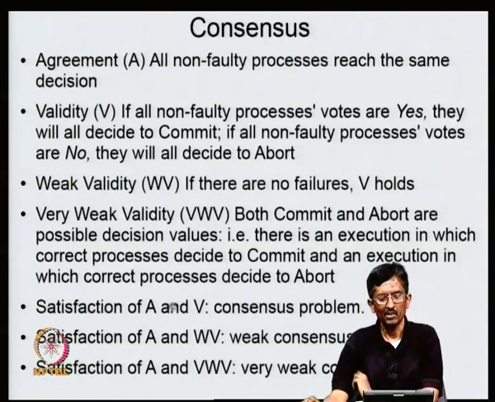But it turns out that you can come up with varieties of weaker kinds of problems, starting with the consensus problem, which is a stronger one, then weak consensus and very weak consensus. Very weak consensus, for example, is basically agreement and the very weak validity.